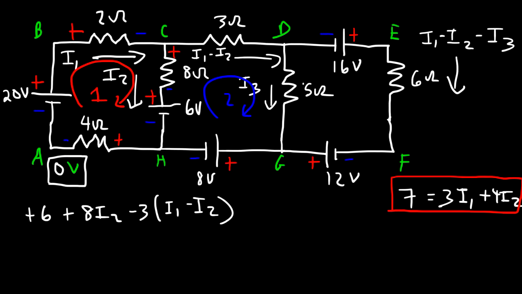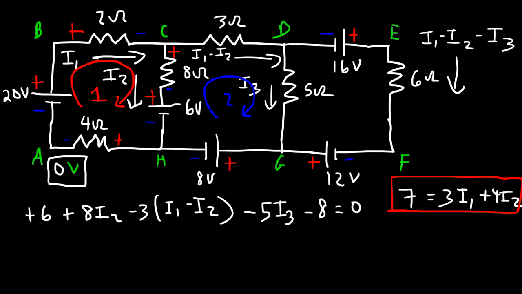Now, as we flow through the 5 ohm resistor in the direction of I3, that's going to be a voltage drop of 5I3. And then let's go through the 8 volt battery. So we're going towards the lower potential. So that's a voltage drop of 8 volts. And so that should equal 0.